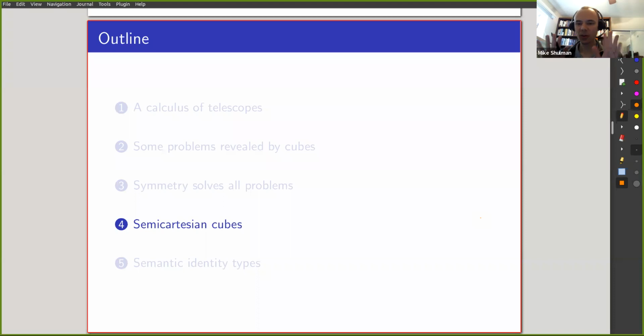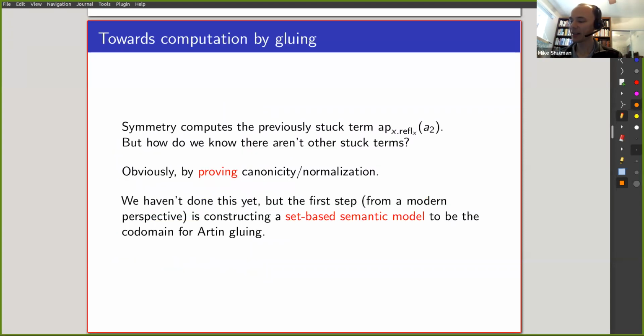So at this point, we're going to switch gears a little bit and start talking about semantics. But it's not completely unrelated, of course, because we've explained how to compute with this particular stuck term. But of course, we don't know that there might not be other stuck terms that we haven't found until we actually prove a canonicity or normalization theorem. We haven't done that yet, but from a categorical or modern perspective, maybe the way to approach theorems like this is with some kind of gluing argument. What we need in order to do a gluing is some kind of semantics based on sets, or in our case, some kind of cubical sets. And so moving to semantics at this point is a natural thing to do.